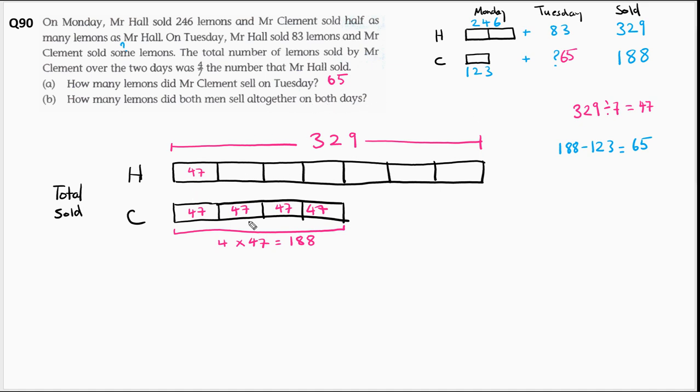Okay. And we're also asked, how many lemons did both men sell altogether on both days? Well, we can just simply go back to this, or we can look at this. We've got values for everything. We simply need to add 329. I mean, this is all that we're going to do. We're going to add these 2 together. And if we do that, we are going to get 517 altogether. And that's our final answer.